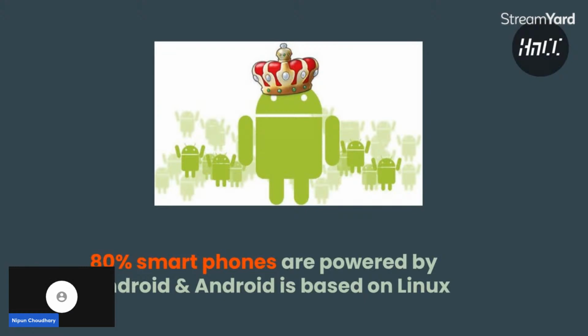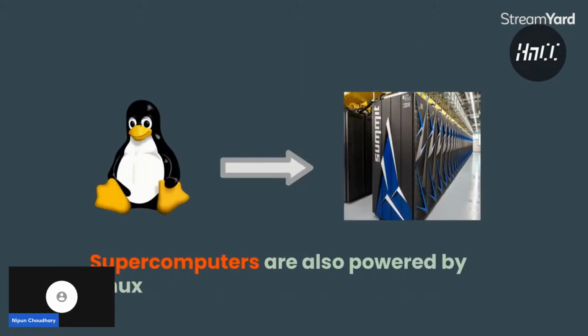Next, most of the people have an Android smartphone, and we all know Android is based on Linux, and Linux is an open source operating system. So yes, open source is available everywhere, and 99% of supercomputers are also powered by Linux. It's like 100% of supercomputers use Linux. So open source is available in supercomputers also. These are the facts which show us the power of open source.